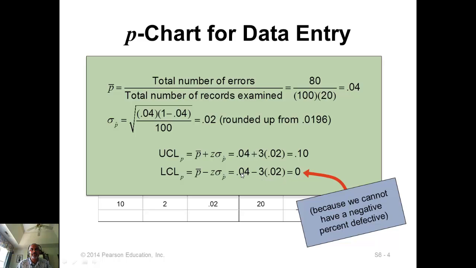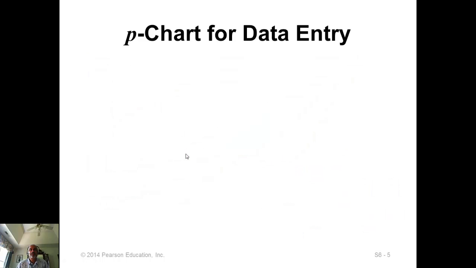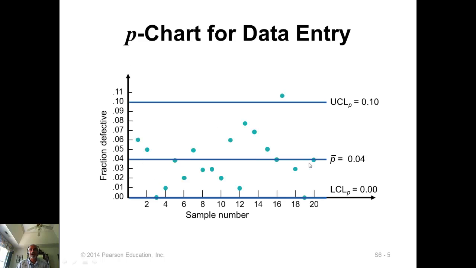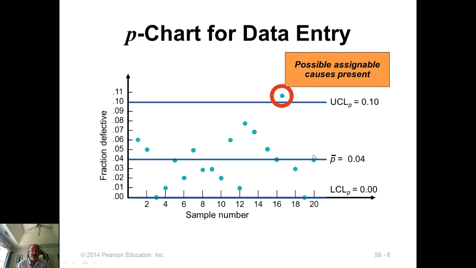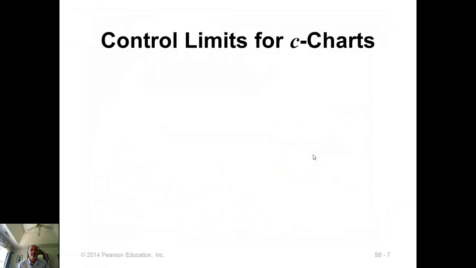Actually this lower limit, 0.04 minus 0.06, will give you negative 0.02, but proportions cannot be negative. So when the formula works out to be a negative number for the lower limit, you should not just leave it as a negative number. That would be wrong. You have to round it up to 0. So when you plot it, you see that this point makes the data entry process out of control. There is a possible assignable cause present.